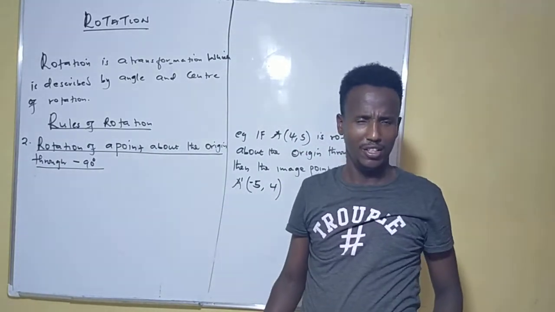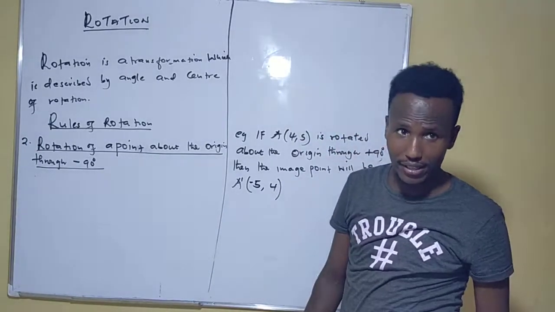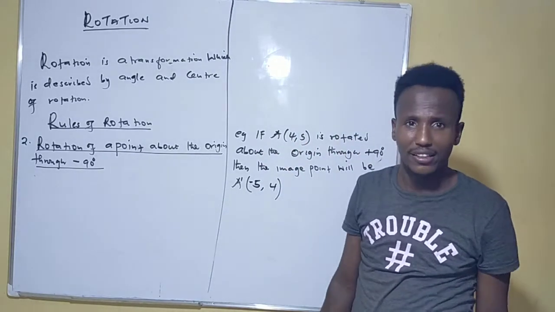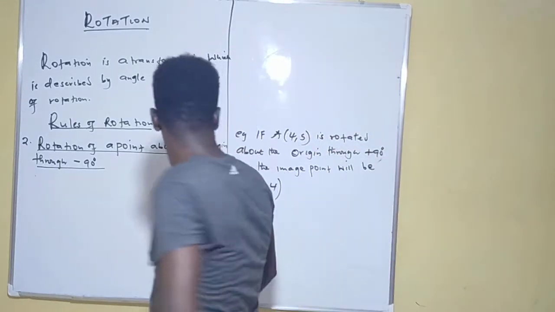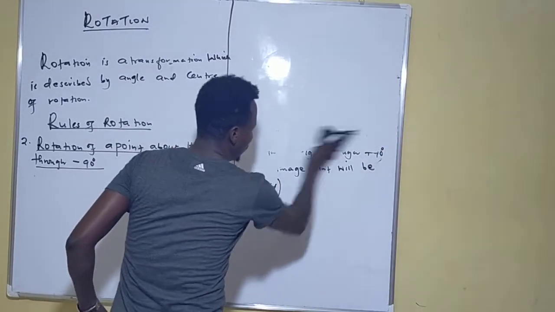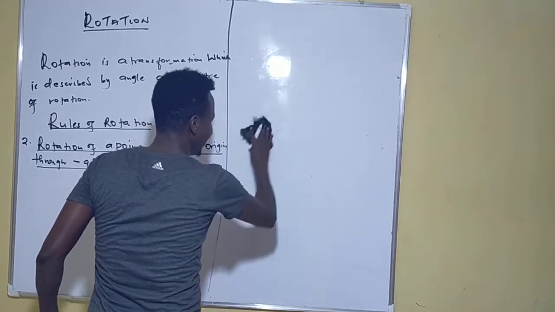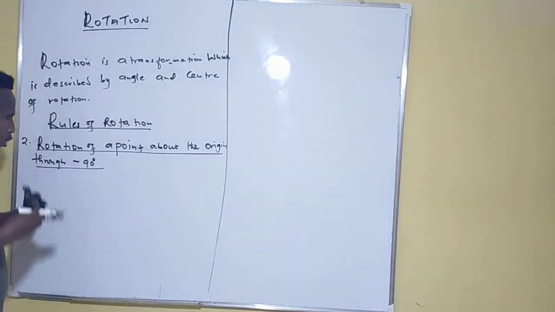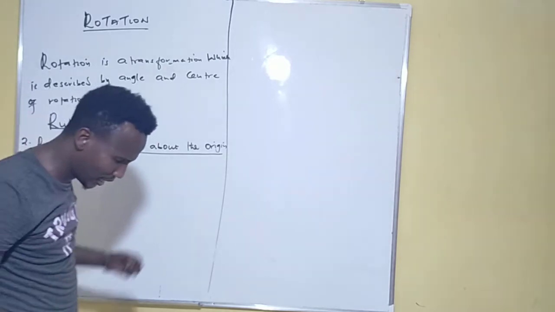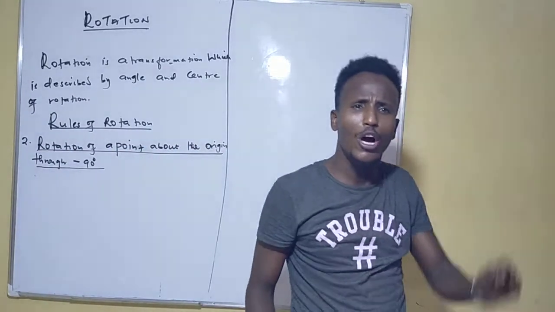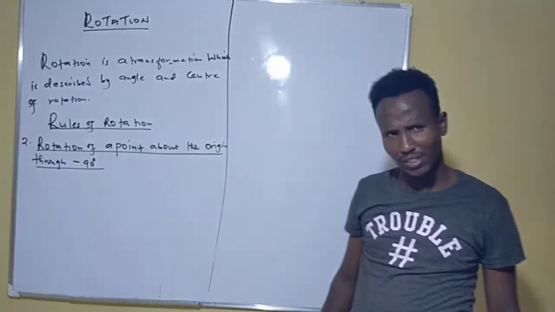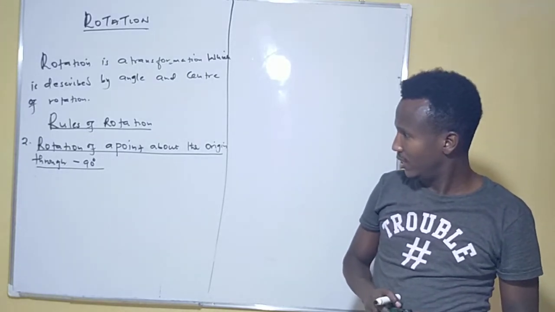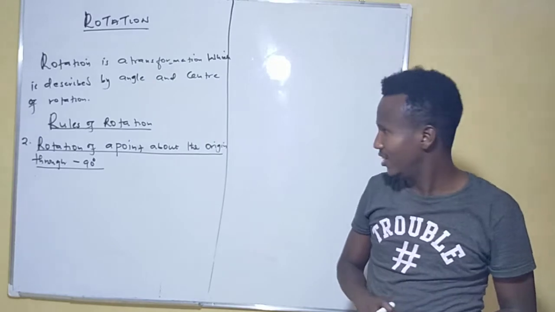We are dealing with the Cartesian plane, which makes a complete circle if you join the four quarters. So a quarter turn about the origin, negative a quarter turn, is negative a quarter times 360 degrees. That will give you negative 90. Be a mathematician, by the way. So now let's see rule number two. Rule number two is asking us what will happen when a given point is rotated about the origin through negative 90 degrees, or negative a quarter turn about the origin. So this is the opposite of what we have been discussing.